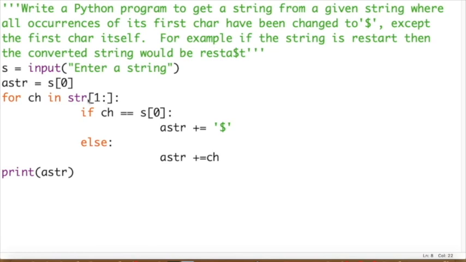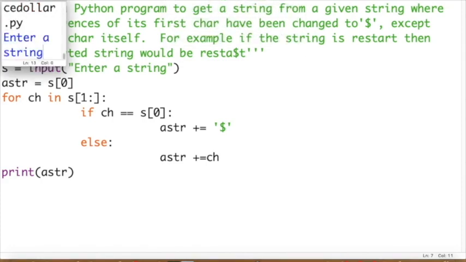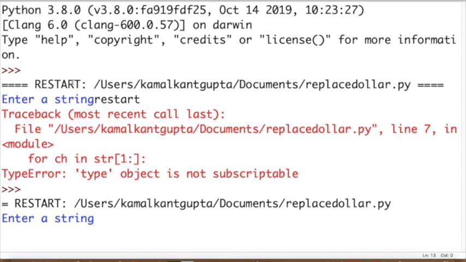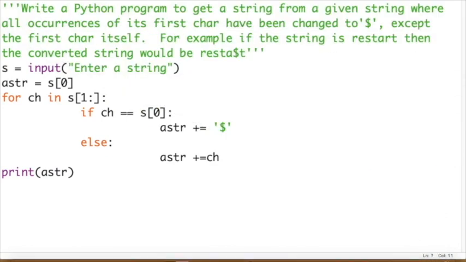So let us go back to the code and see what the error is. Here we can see that in the for loop we have not mentioned the exact string S. The name was wrong, so we just make the change here. Now let us compile it again. Now the code is executing. Let us enter restart again and see the result. The dollar is replacing the next occurrence of the first letter R, right? The first letter here is R, and the next R in the string is replaced.